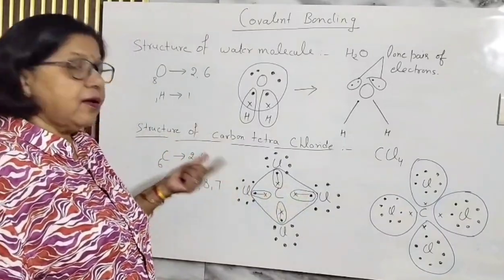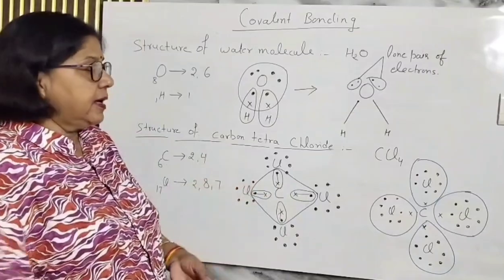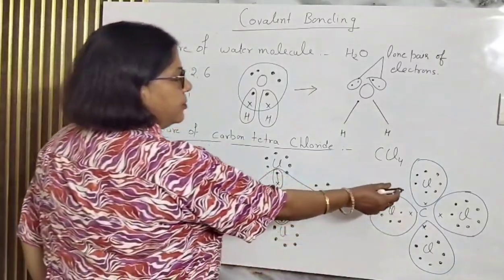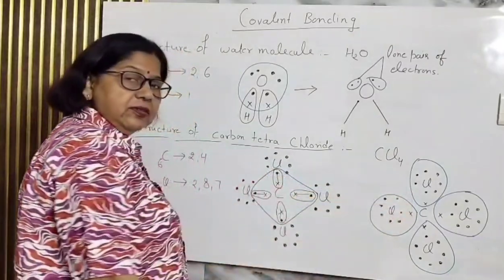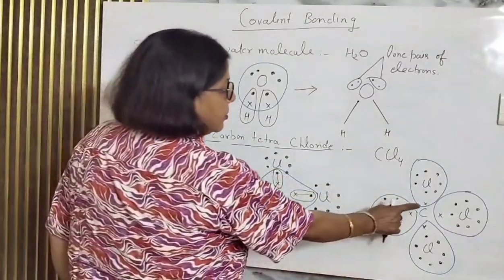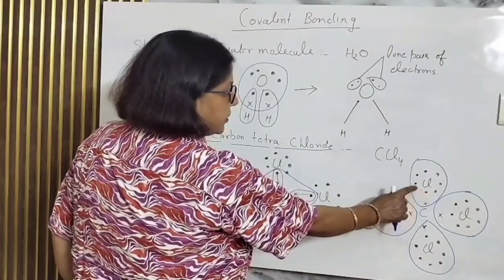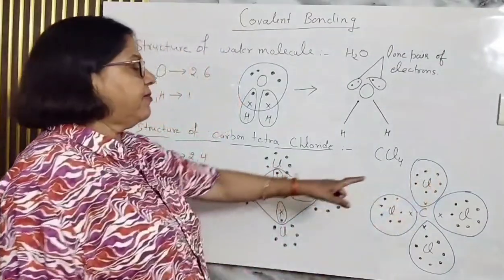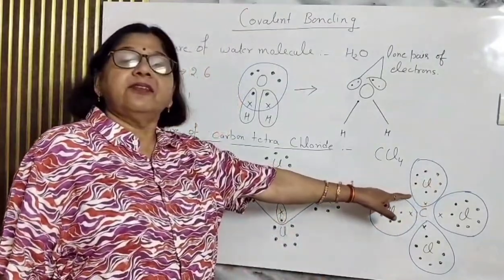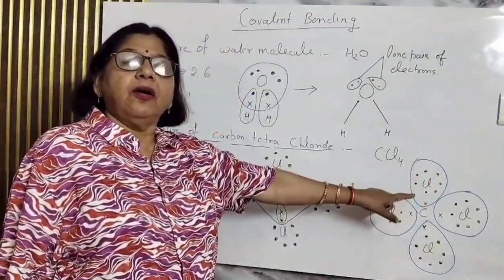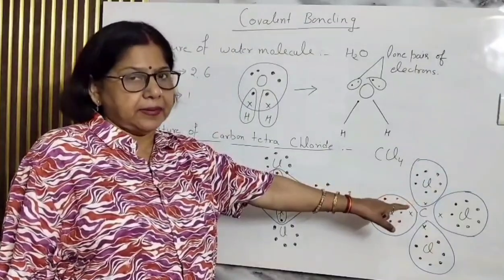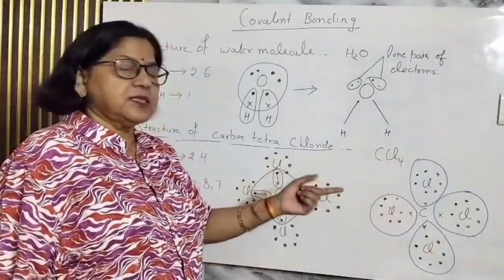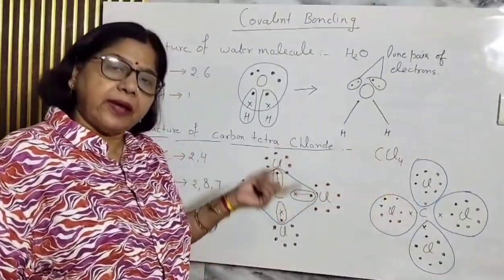Now see the octet of chlorine. Come to this figure, children. Here I can see it in the blue circle. How many electrons are there? Just count: 1, 2, 3, 4, 5, 6, 7, 8. That means every blue circle is telling that the octet of chlorine is completed. Right? So this is the structure of carbon tetrachloride.